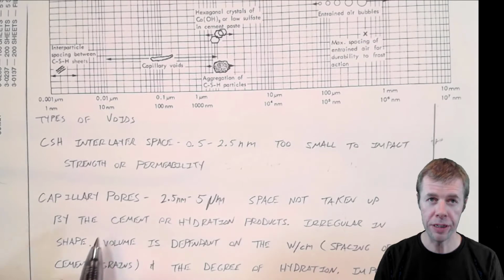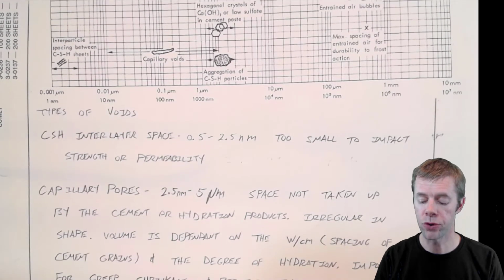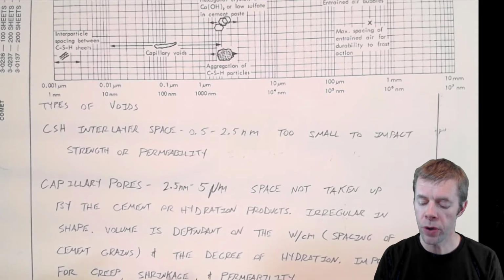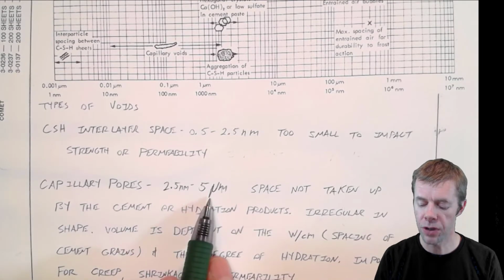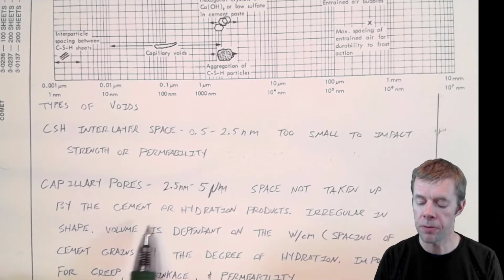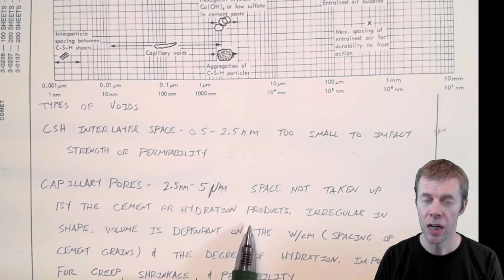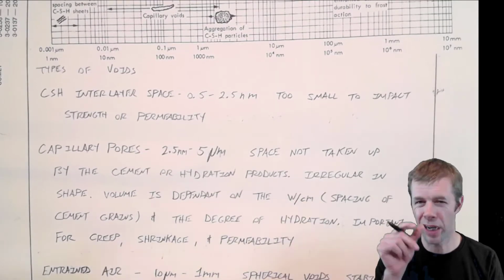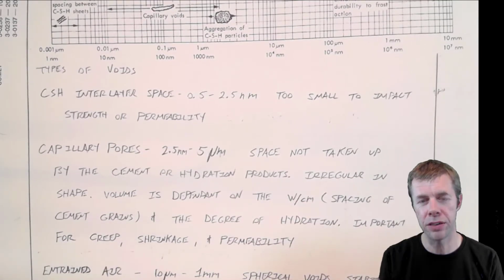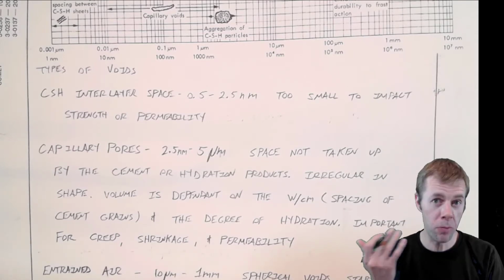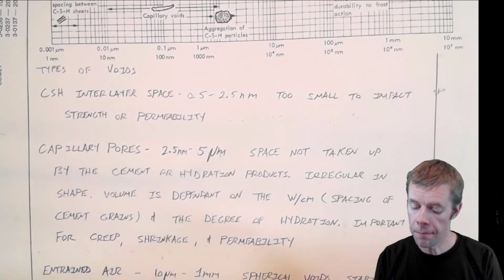Next size. Capillary pores. Now these are a big deal. These are ones that we can control somewhat and we can pay attention to. These are anywhere between 2.5 nanometers to 5 microns in size. And this is space not taken up by the cement or hydration products. They're typically irregular in shape. They're not spherical. They're kind of maybe worm-like. They have all kinds of different shapes. They're long and they're in between the cement grains.